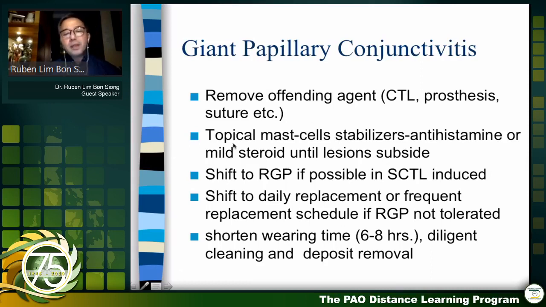For soft contact lens wearers, it's usually a problem, because sometimes even if they do a contact lens holiday for a month or so, and after treating everything is nice and clear, when you resume contact lenses, it will recur. So it's a bit difficult. You can shift them to RGP if possible. If not, they just do daily replacement, or they have to really shorten their wearing time, or wear it only when it's really needed. It can recur very quickly in some patients, especially the soft contact lens wearers.